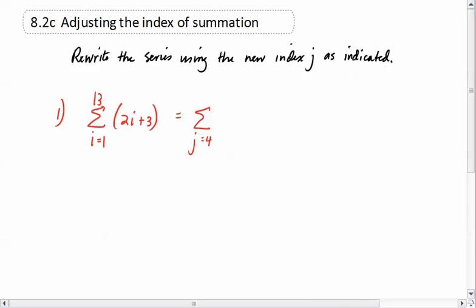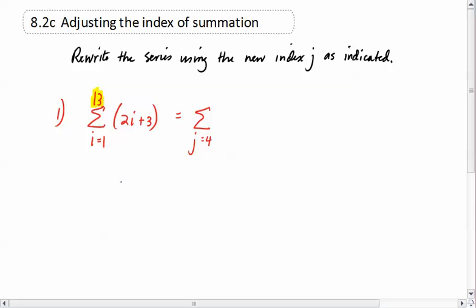Okay, so in 8.2c we're going to adjust the index of summation, and it says to write the series using the new index j as indicated. So you can see that they want us to change the index from i to j and then from 1 to 4. So the first thing I want to do is notice where I'm going to end on the i, the original one.